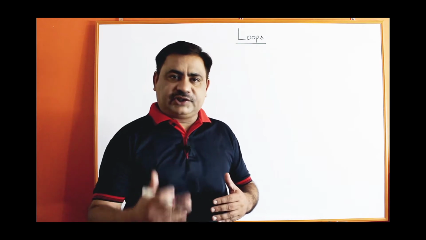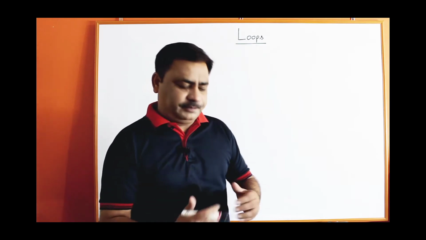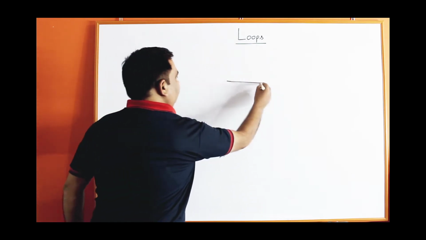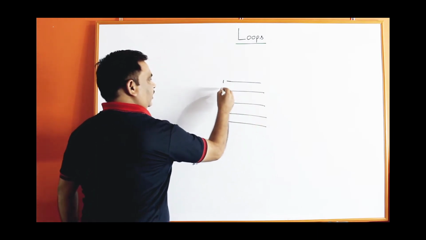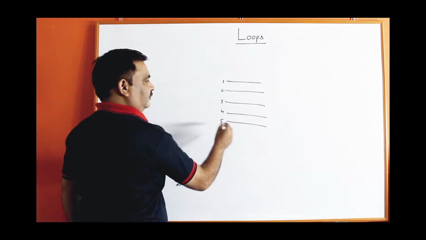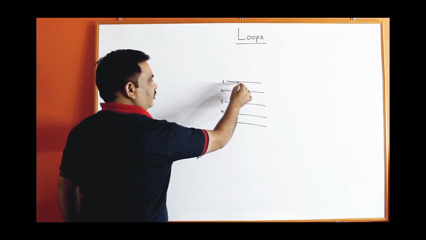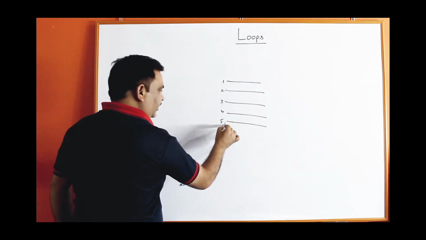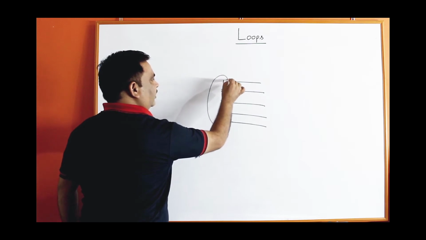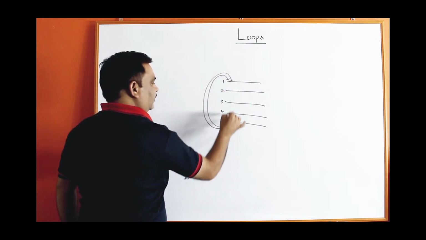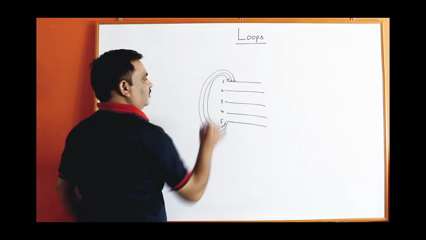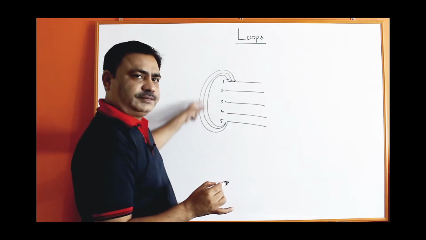Generally, instructions execute from top to bottom like this. Suppose we have some instructions: instruction 1, 2, 3, 4, 5. It executes one by one. And suppose again we want to repeat from here, second time, then third time, then fourth time, and so on. This is called the loop.